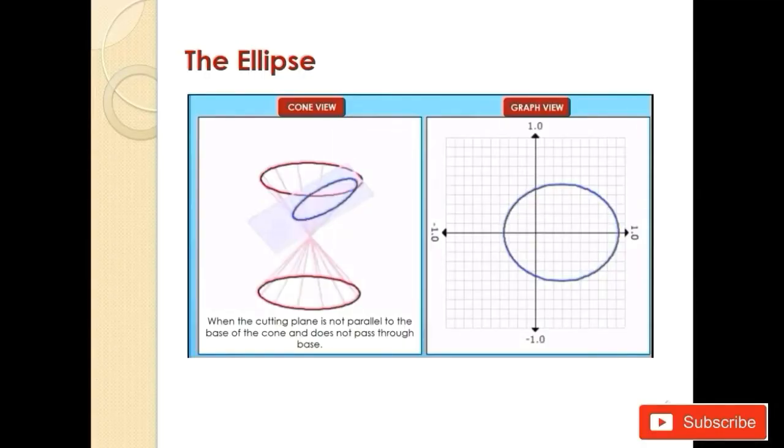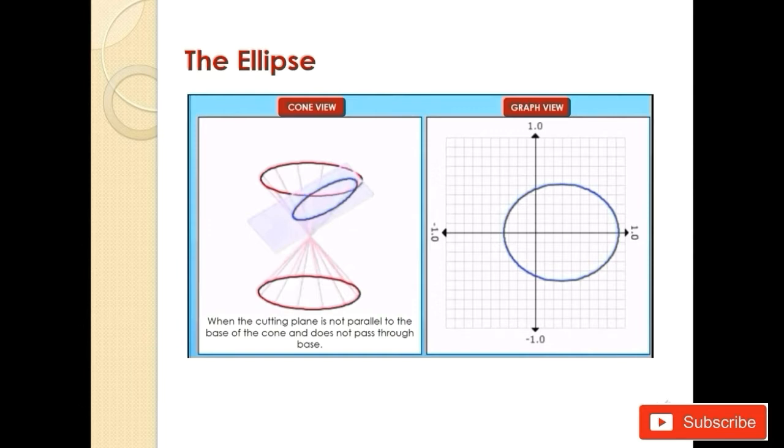What is an ellipse? Ellipse is the figure produced when the cone is cut by a plane at an angle that is not parallel to the base of the cone. In the picture presented, observe how the cone is cut by the plane and what kind of figure is produced on the graph.